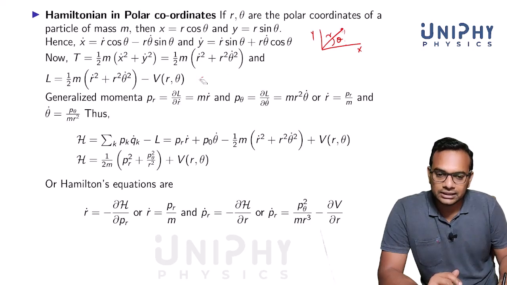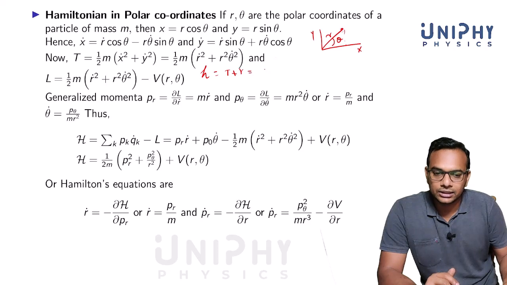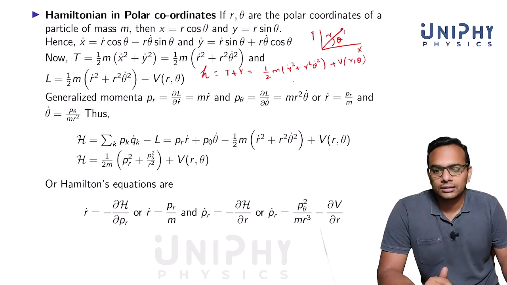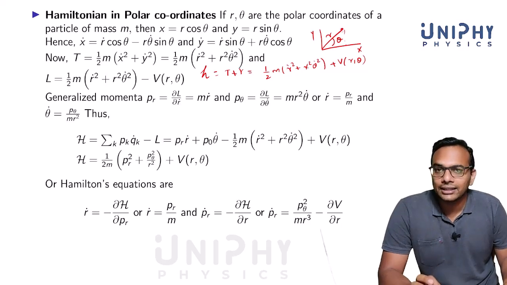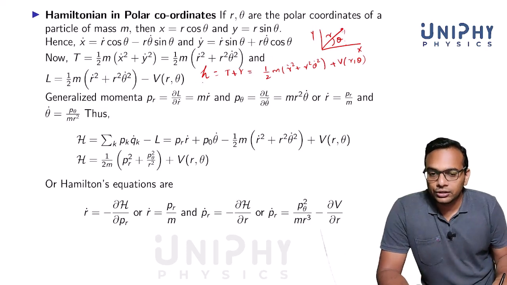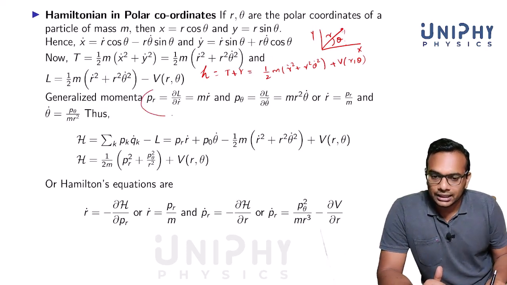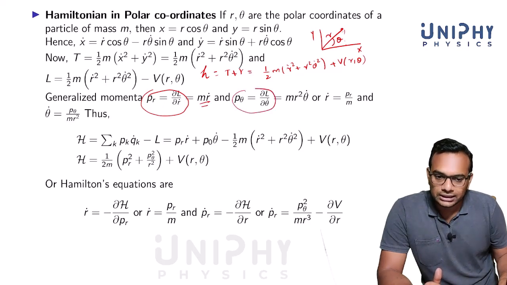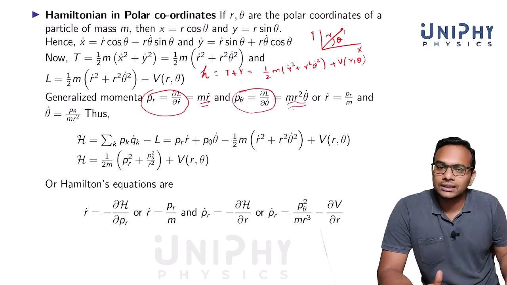Let's first write the energy function. H is equal to T plus V, that's equal to half m (r dot squared plus r squared theta dot squared) plus V of r, theta. That's the energy function. Now you need to get rid of r dot and theta dot in favor of p_r and p_theta. For this we need to find p_r and p_theta. P_r is ∂L/∂r dot, that's equal to m r dot, and p_theta is ∂L/∂theta dot, that's equal to m r squared theta dot.